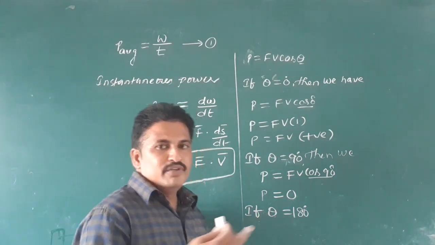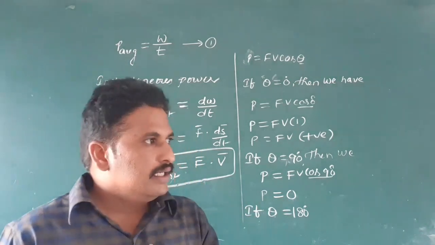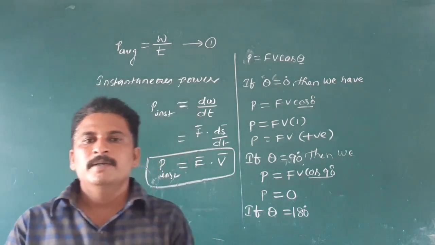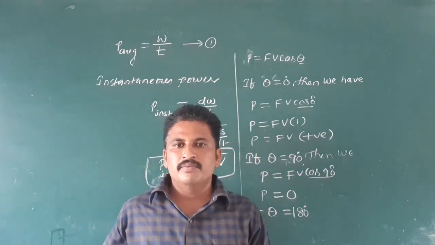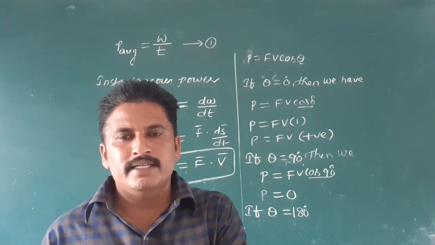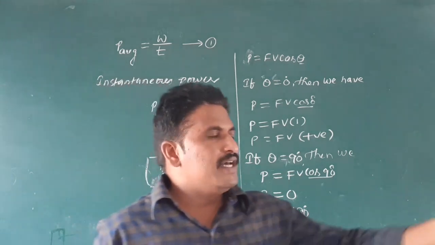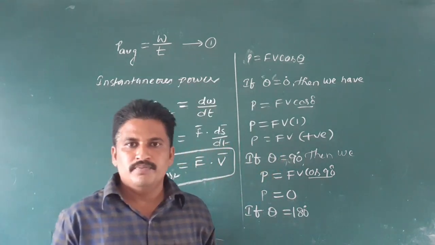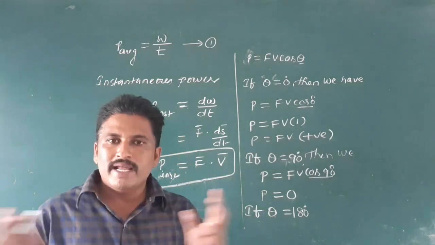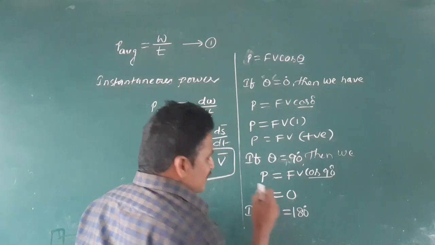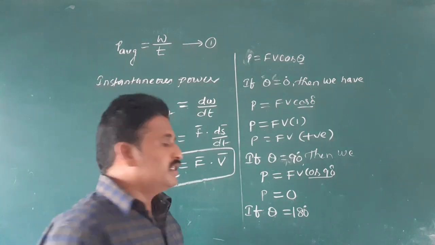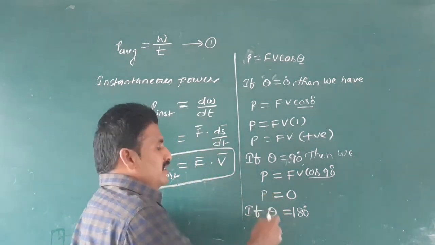Considering a vehicle which is moving constantly eastward, the force of friction developed between the tires of the vehicle and the road acts in the west direction. The force of friction acting between the tires and the road acts west, and the velocity of the vehicle is towards east, students. Here the power is negative, because both are acting in opposite directions. If the force and the velocity are both acting in opposite directions, then the angle between them is 180 degrees.